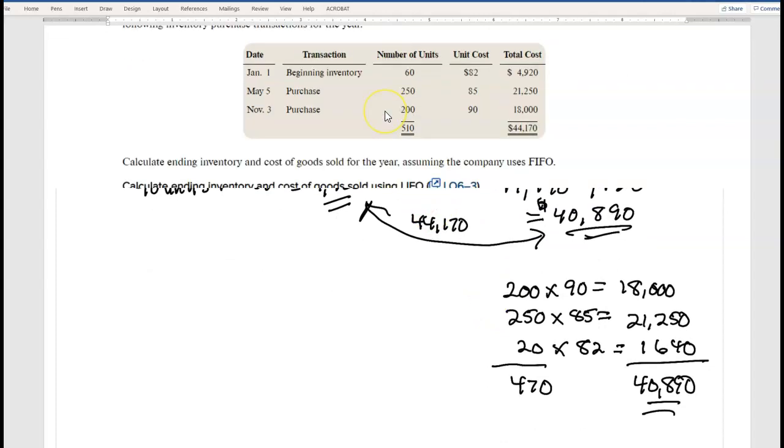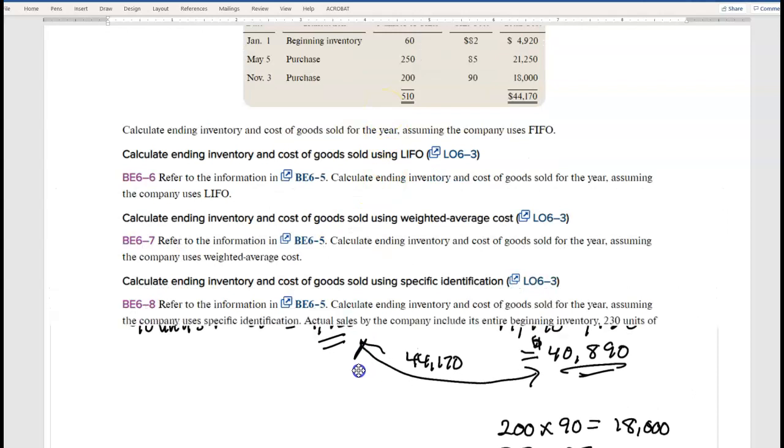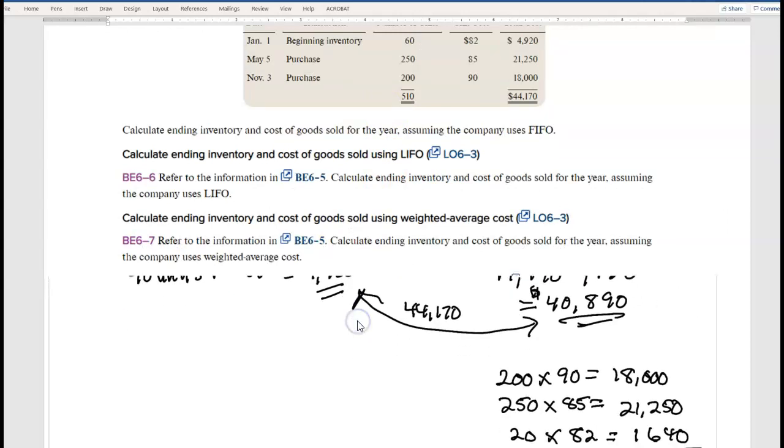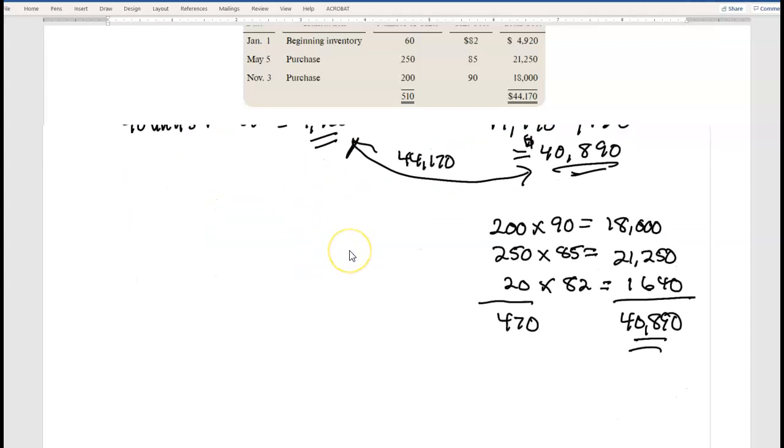All right. BE 6-7. So we've done FIFO, LIFO. Now we're going to do weighted average with the same information. All right.